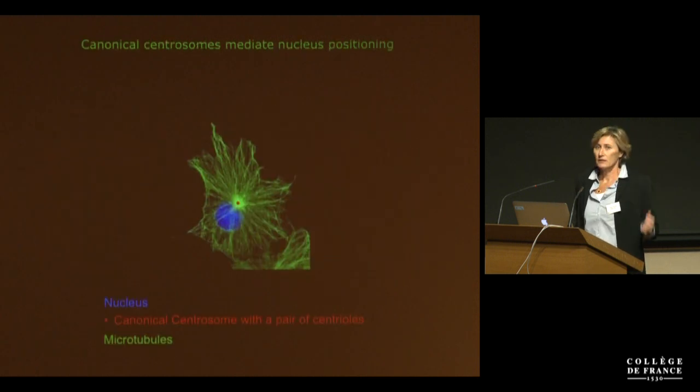And in most cells, the position of the nucleus is actually defined via its connection to the canonical centrosome, which contains a pair of centrioles together with pericentriolar material. And this structure, in most cells, actually nucleates this array here of microtubules which grow and shrink, and allows the cells to actually measure the force exerted by its environment and actively position its nucleus at its geometric center. So in most cells, it is the canonical centrosomes that are very important to position the nucleus.